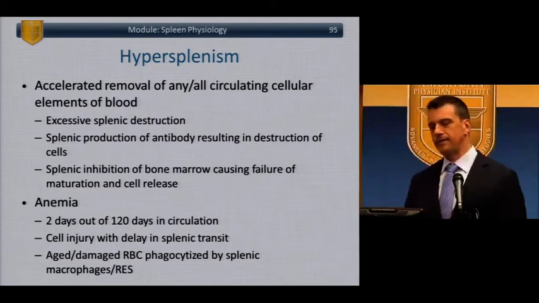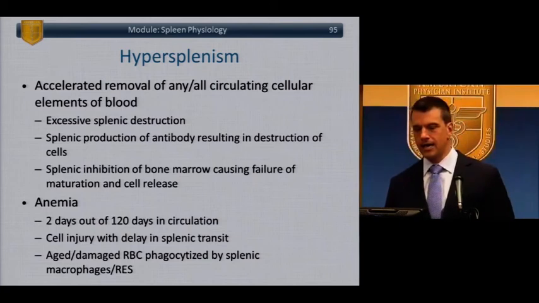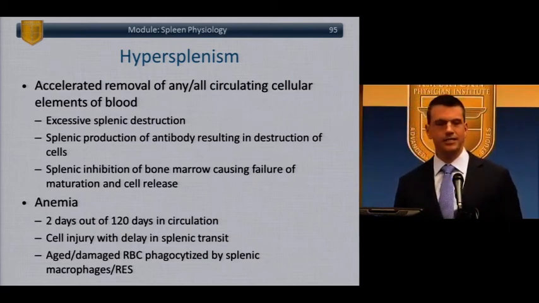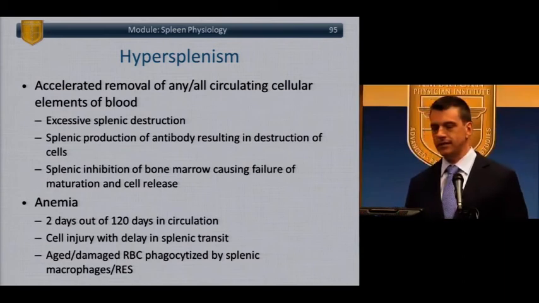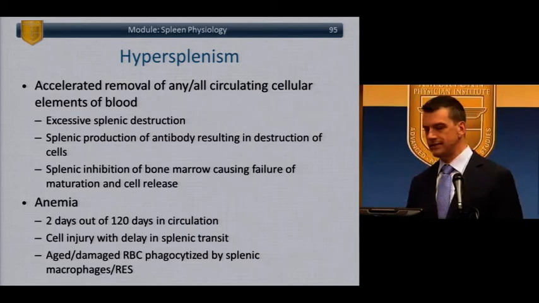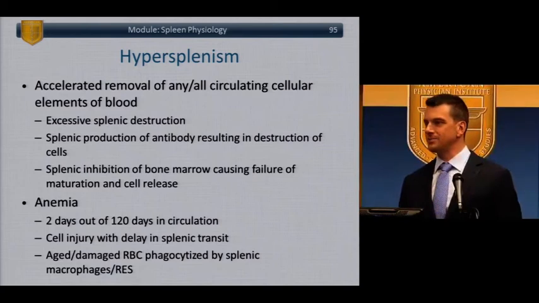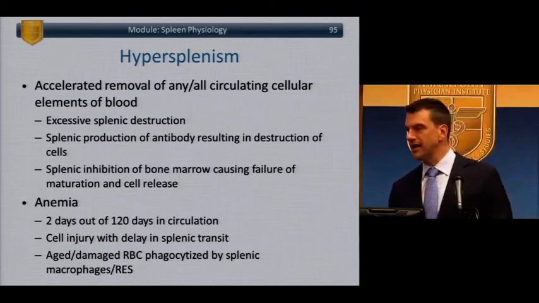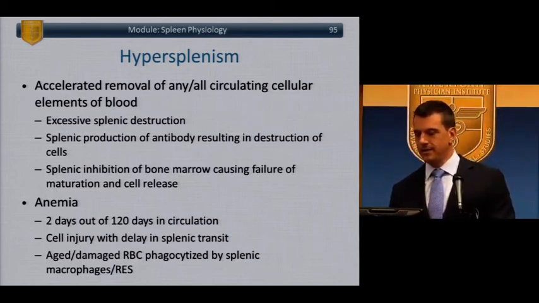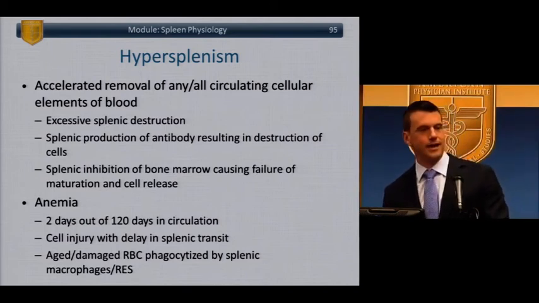So hypersplenism: this is an accelerated removal of any or all of the circulating cellular elements of blood. You can have excessive splenic destruction, or production of antibodies that may result in destruction of the cells. Splenic inhibition of the bone marrow may occur, causing a failure of maturation and cell release. Anemia is common. The average red blood cell spends 2 out of 120 days of its life inside the spleen. Cell injury will delay transit and splenic transit time. Aged and damaged RBCs are phagocytized by the splenic macrophages, and iron and everything is returned to the system.